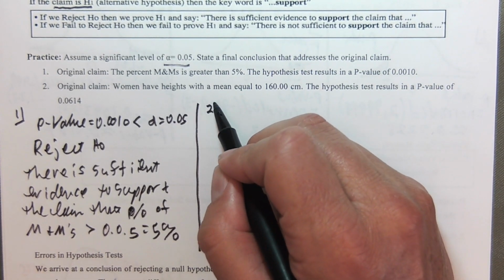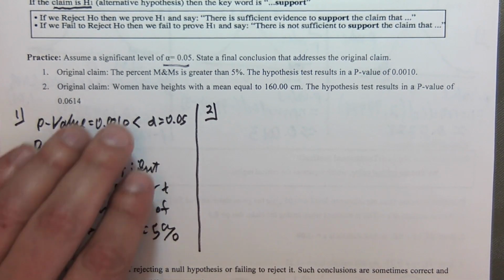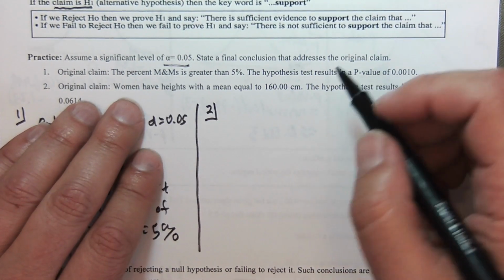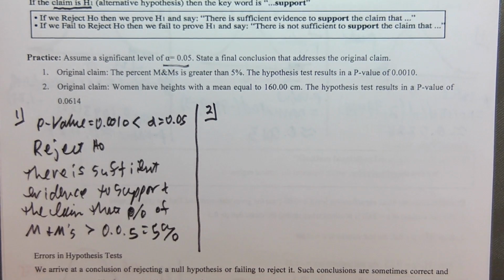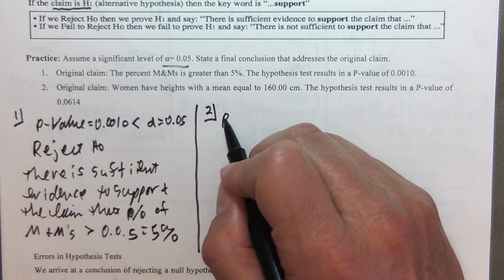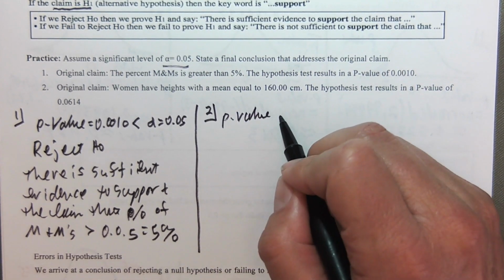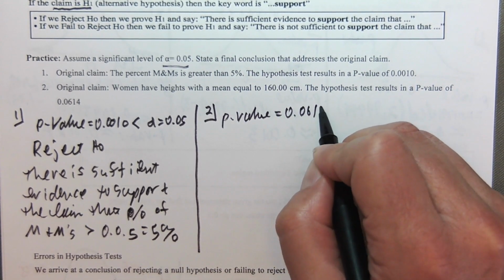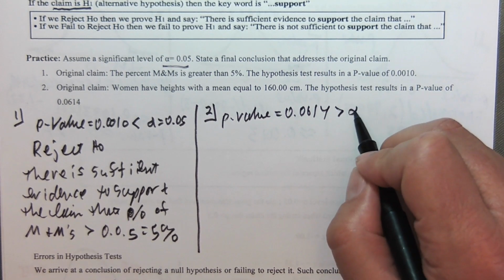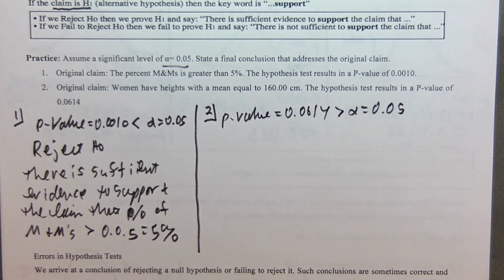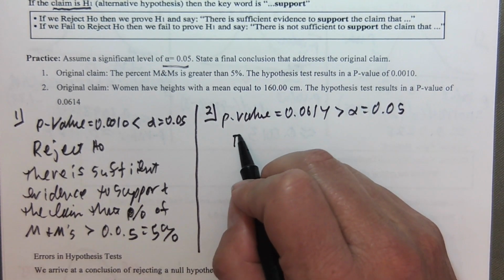Number 2. Women have heights with a mean of 160 centimeters. The hypothesis test is that the p-value is 0.0614, which is larger than our alpha, which is 0.05. So we're going to fail to reject.